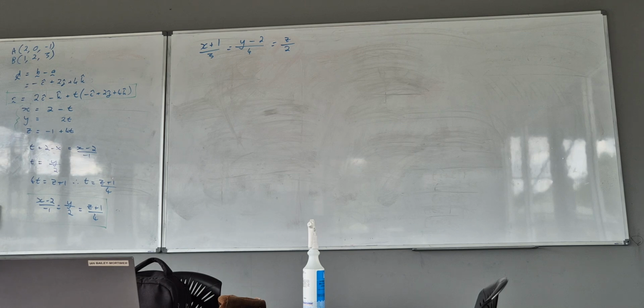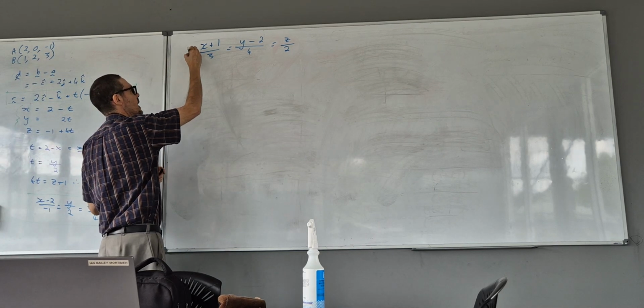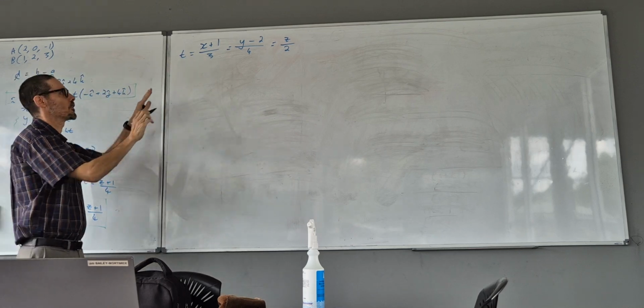That's a Cartesian equation of a line. Write me a parametric equation. We'll see if we can get to a vector equation. How do I do it? Set it equal to t. Take one section at a time.